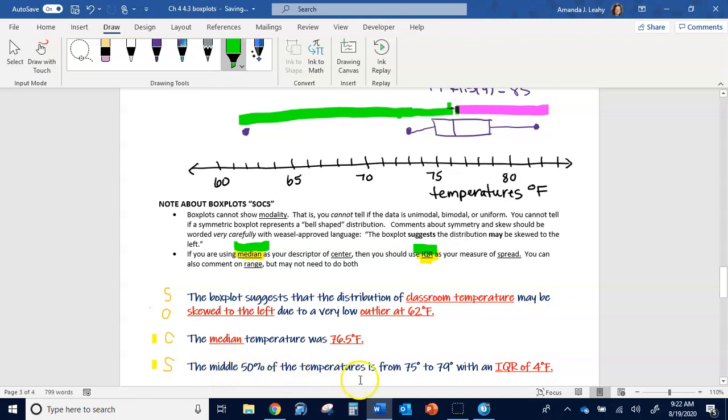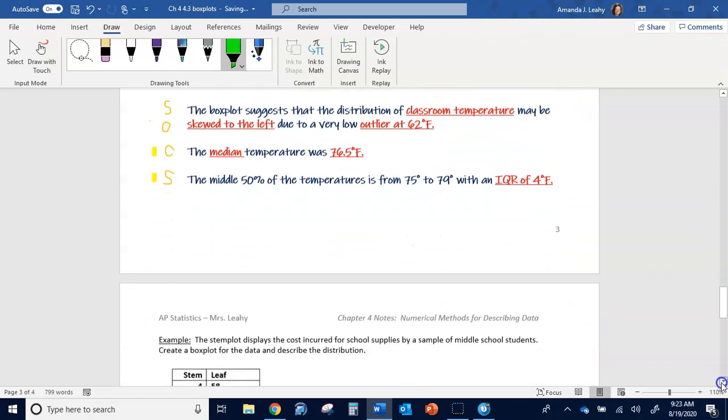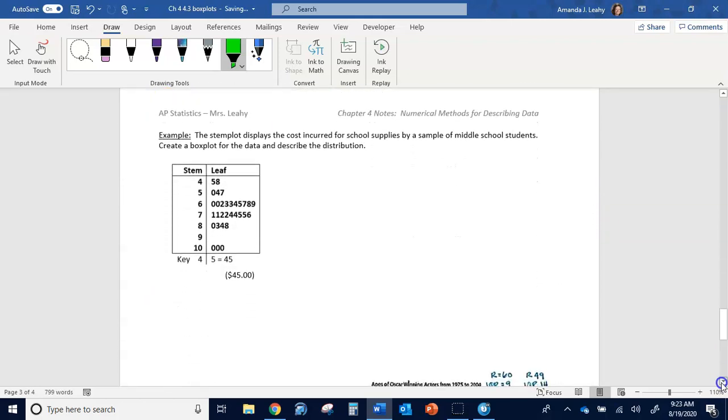So I'm going to say the middle 50% of temperatures is from 75 degrees to 79 degrees with an interquartile range of 4. If you want to give the overall range, you can. That's perfectly fine and very appropriate. But the interquartile range in this case is generally a little bit more valuable than the actual range. Now, if I was comparing multiple box plots together, then I may want to comment on range if there's something interesting about that.